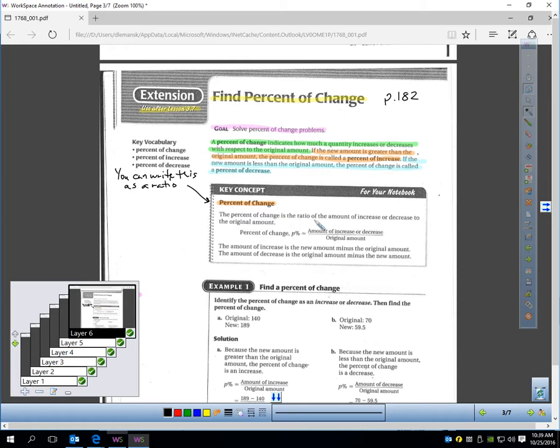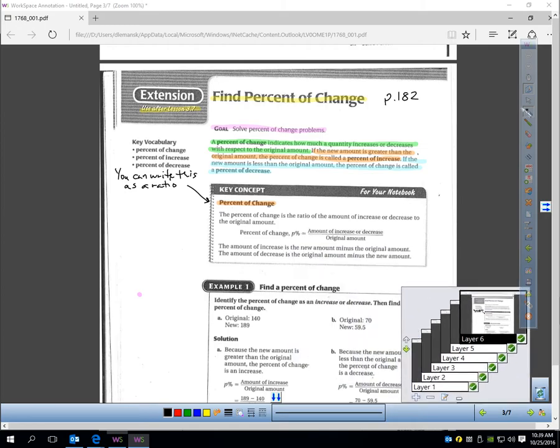We can use the percent of change formula here in the key concept box, but I'm going to rewrite this formula slightly as a proportion, because I think you are very comfortable with proportions and find them easy to solve. So let me rewrite this as a proportion. You notice the right side's already set up as a ratio, so I have half the proportion there. I'm just going to use arrows.